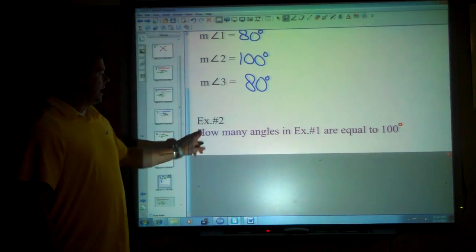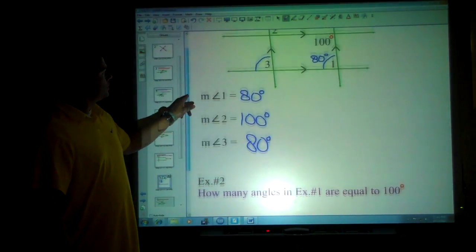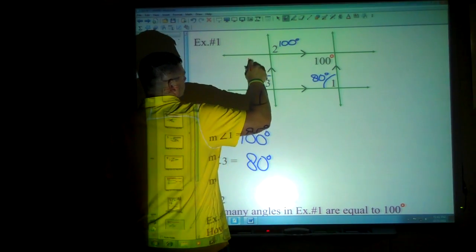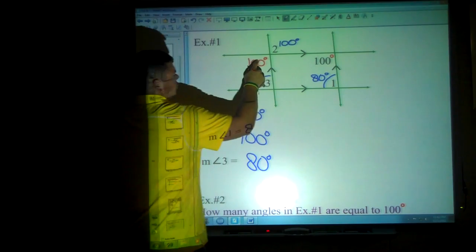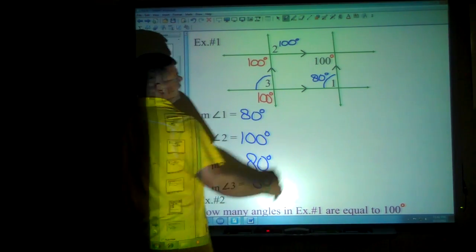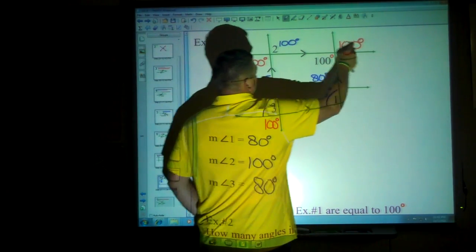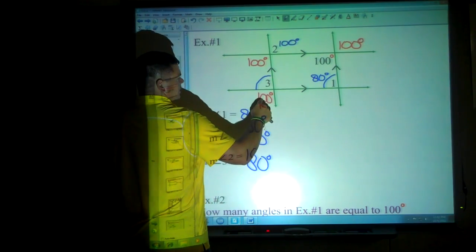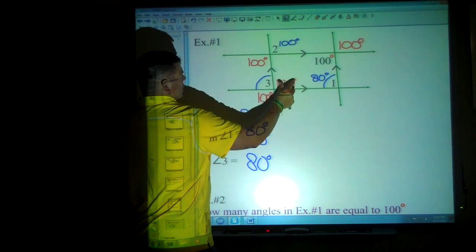Alright, example number 2. How many actual angles in example 1 are equal to 100 degrees? Well, if that's 100, the corresponding angle over here is 100. And there's one that's 100 there. This also corresponds to this spot, being 100 degrees. And if that's 100, vertical angles would say that that's 100, and it corresponds with that location there. So those two match up with those two.